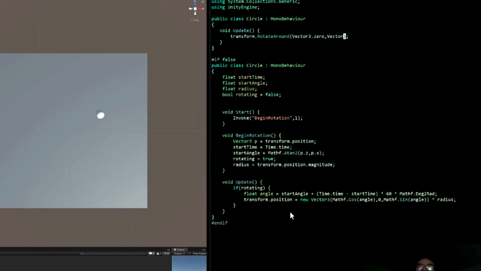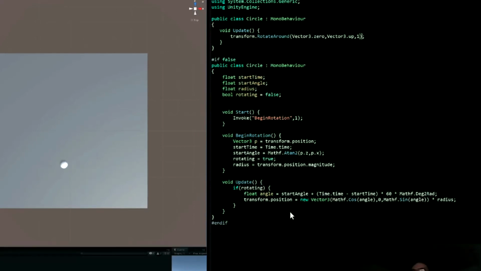The point is going to be Vector3.zero, so rotating around the origin. The axis is going to be Vector3.up. It's the y-axis that we're rotating around. And the angle is going to be just 1 for the minute, so it would be 1 degree per frame. We can do a test, and there we are.